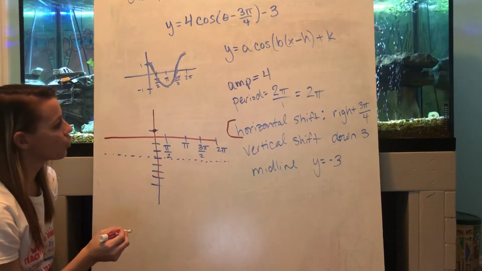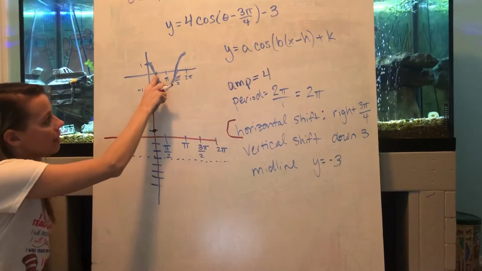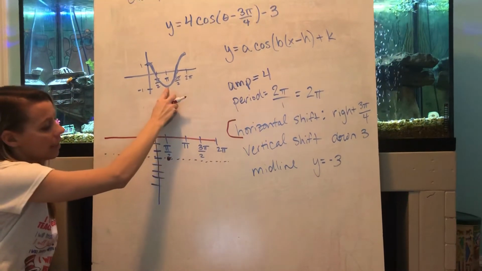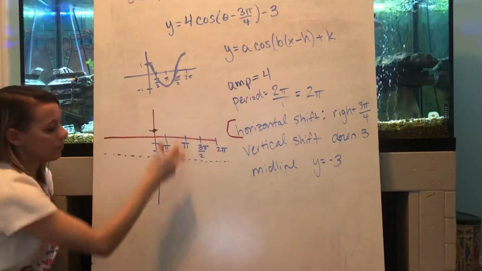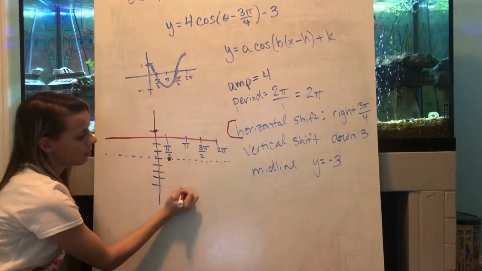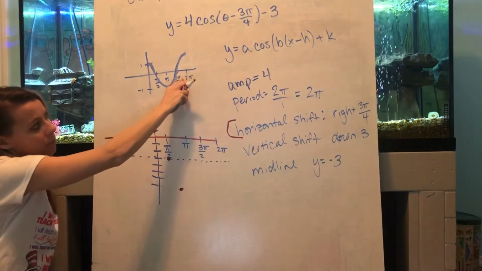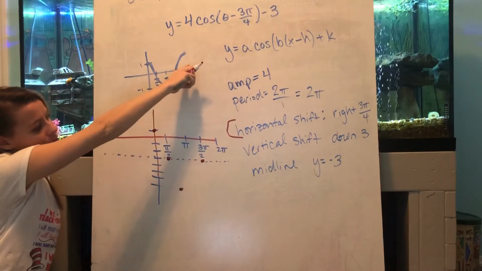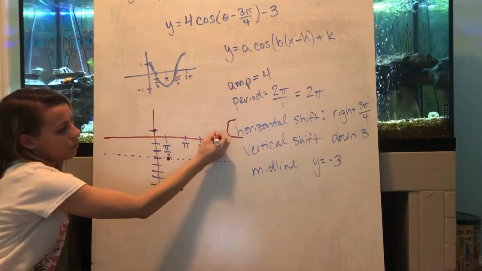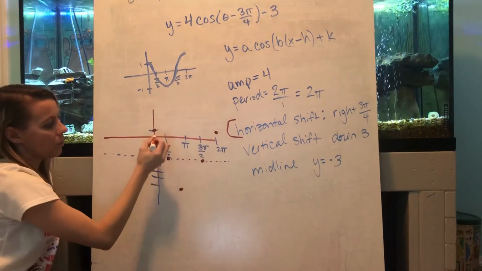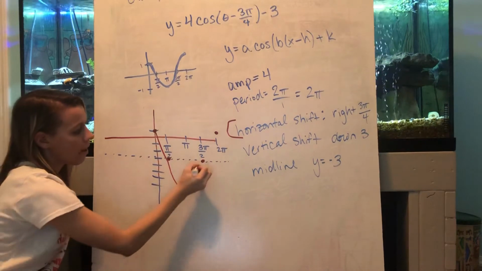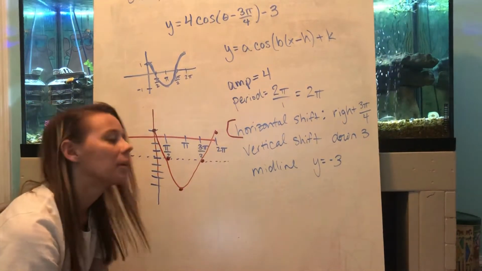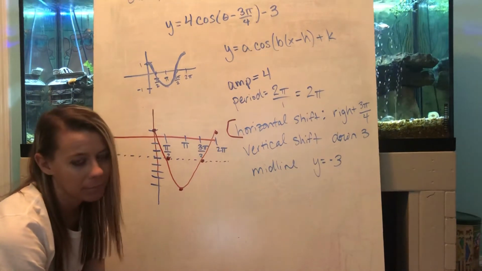Then we want to go to pi over 2. It hits its midline. At pi, it goes to its lowest point, which is going to be -7. At 3 pi over 2, it goes back to its midline. And then at 2 pi, it goes back up to its peak. So there is my graph. But now I have to move everything over 3 pi over 4.